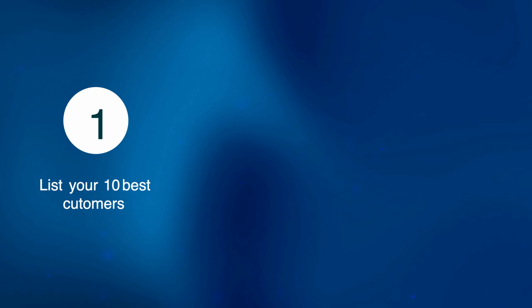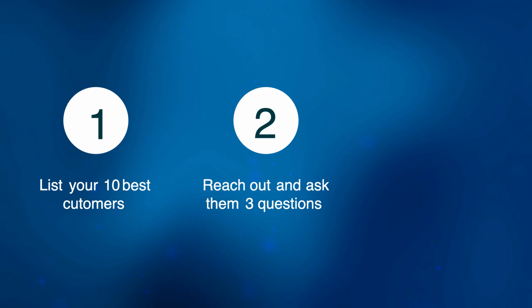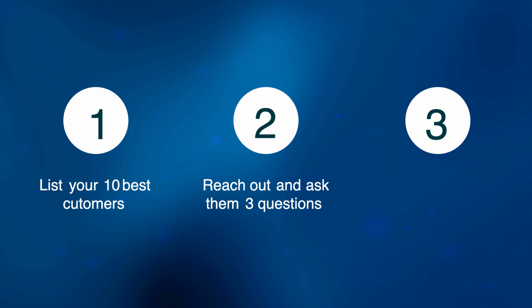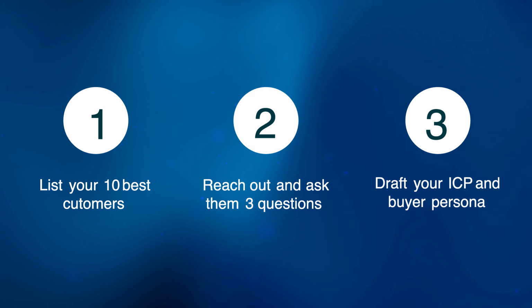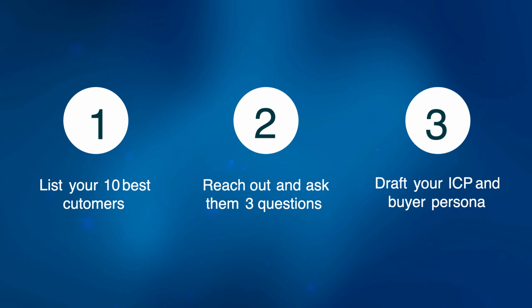Here's what I want you to do after this video. 1. Block 30 minutes this week to list your 10 best customers and capture their key attributes. 2. Reach out to 3 of them with the 3 questions I gave you. Why did you choose us? What were you struggling with before? What nearly stopped you from buying? And 3. Draft the first version of your ICP and one buyer persona. It doesn't have to be perfect, it just has to be specific enough to guide your next marketing decision.